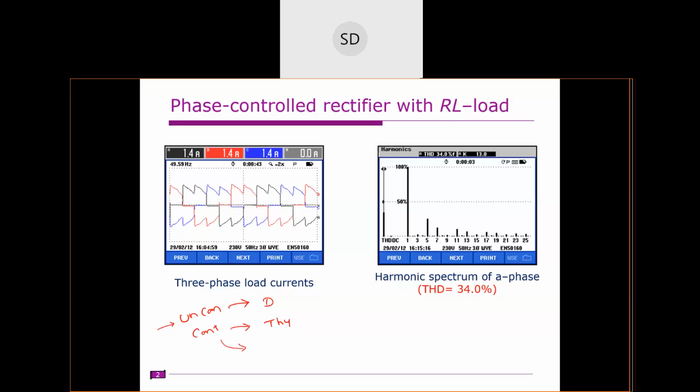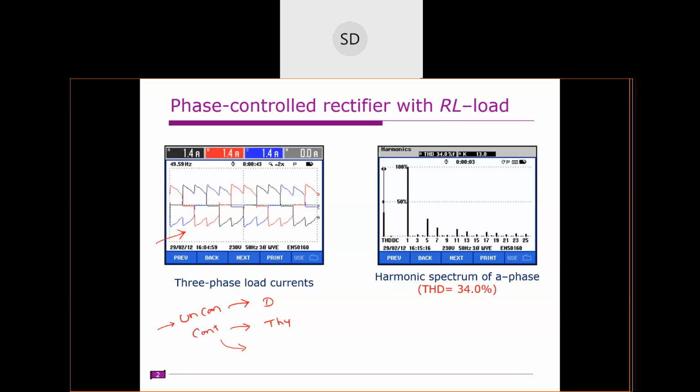So let us discuss the drawbacks of these conventional rectifiers. This is the current waveform drawn from a three-phase rectifier feeding an RL load. You can see this is the input current waveform, and this is the firing angle, I think somewhere around 30 degrees. You can see the A phase, B phase, C phase line currents. They are not sinusoidal; actually, these are non-linear currents.